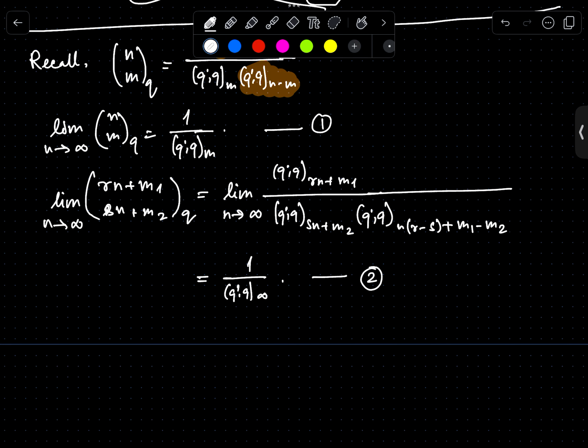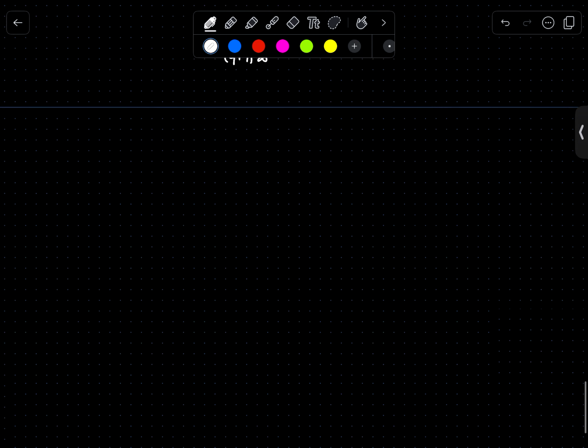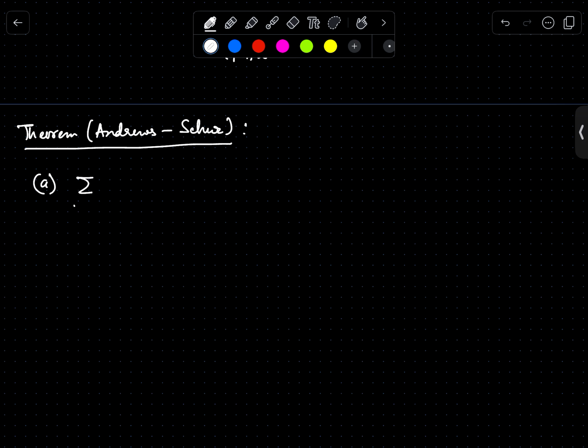Now, I want to state a finite version of the Rogers-Ramanujan identity. Finite in the sense that if you take the limit as n goes to infinity for the identity that I'm going to state, you recover back the two Rogers-Ramanujan identities. Let's see what those two finite identities are. Okay, so this is a theorem. This is due to Andrews and Schur. Okay, so two parts, because you have two Rogers-Ramanujan identities.